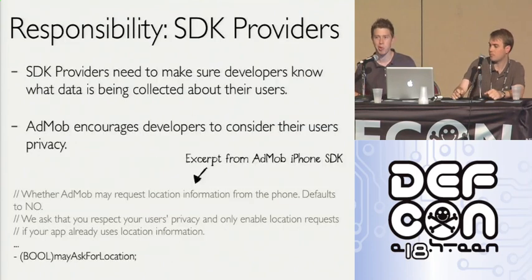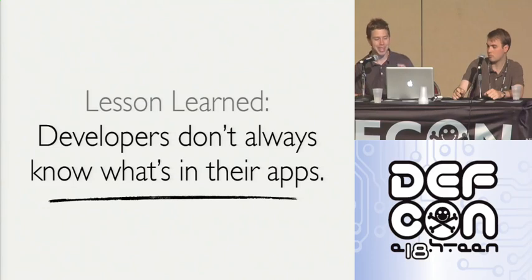So one SDK in particular, we want to tip our hat to them, AdMob. They've actually done a really good job in helping educate their developers on what data they're accessing. Specifically, the AdMob SDK defaults location collection on iPhone to false, and they encourage their developers to think about what the ramifications of gathering location are. I would love all SDKs to be this up front and encourage their developers to think about things this way. So the lesson we learned here is developers don't always know what's in their apps. And we want to encourage people, if you're developing mobile applications, to really look closely at what sort of data you're collecting personally and what sort of data third-party libraries you're bringing in are collecting.